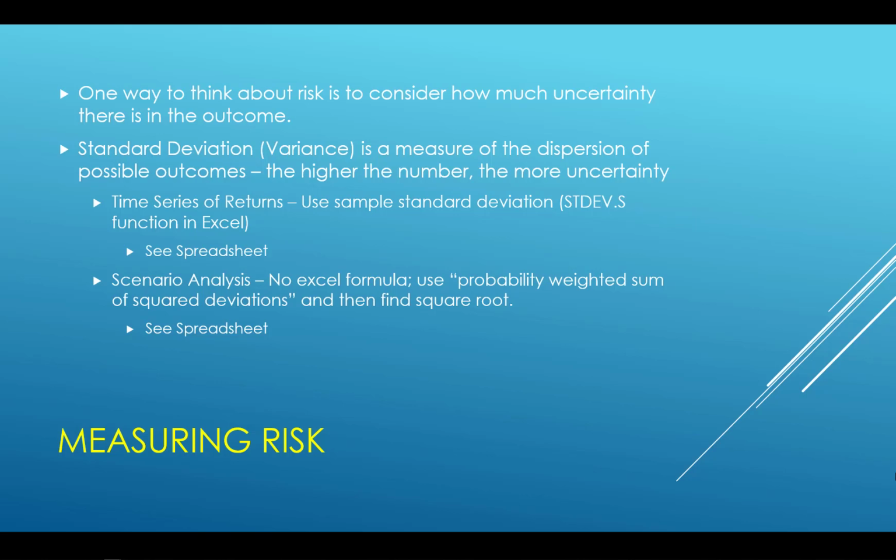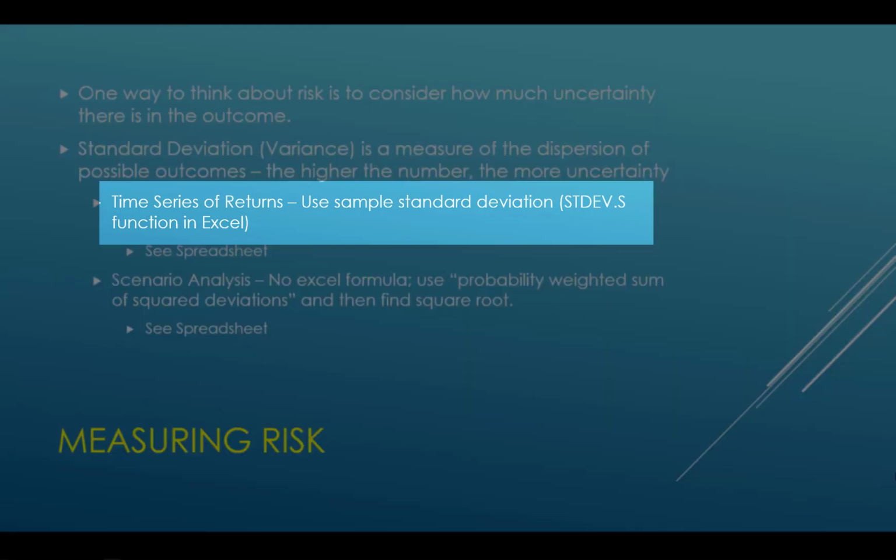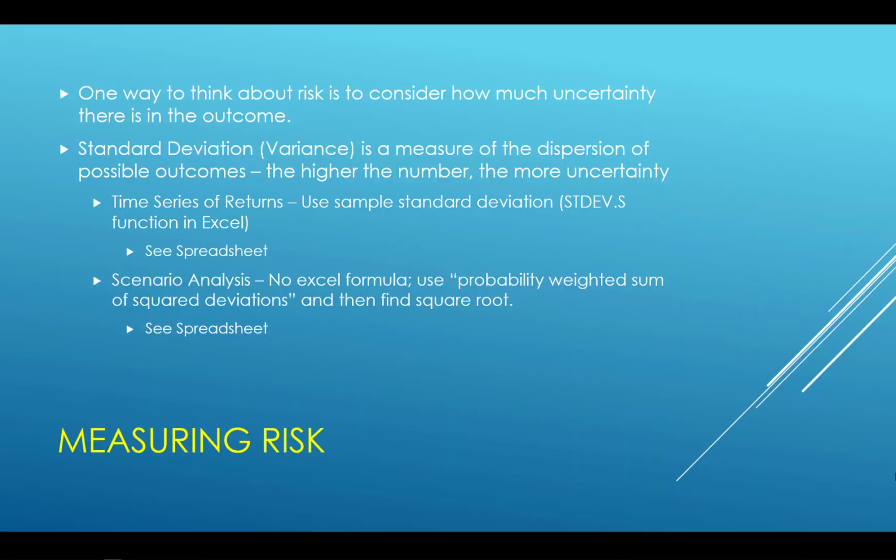We're going to look at one measure of risk, and that is the standard deviation measure, the square root of variance, so these things are exactly related. And it's a measure of the dispersion of the possible outcomes, and the way we interpret that is the higher the number, the more uncertainty, the more risk there is. So we can do standard deviations of both of those measures of expected returns that we just looked at. With the time series of returns, it's very simple. We can just use the sample standard deviation, and in Excel, it's just the standard deviation of a sample function. So it's a very simple thing to do, and we'll look at that in the spreadsheet in a second.